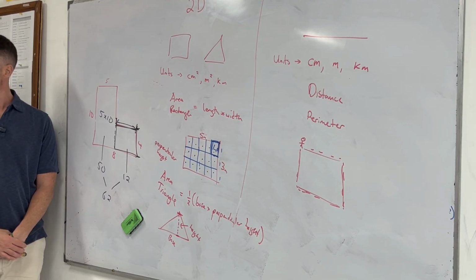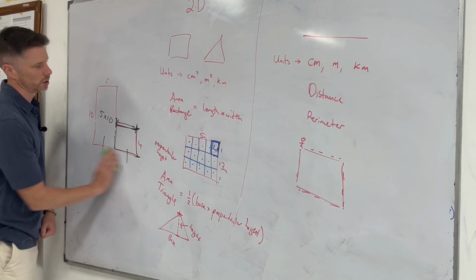To find the area of a compound shape, you have to split it up into 2 shapes.